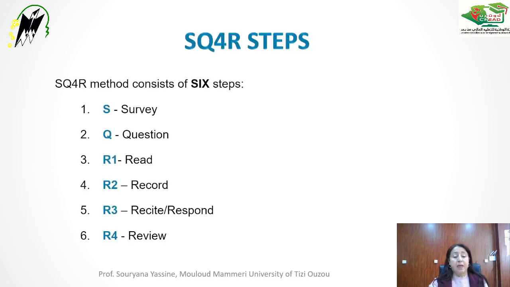SQ4R steps. The SQ4R method consists of 6 steps. First, S, which stands for survey. 2, Q, which is question. 3, R1, which is read. 4, R2, which is record. 5, R3, which is recite or respond. And 6, R4, which is review.